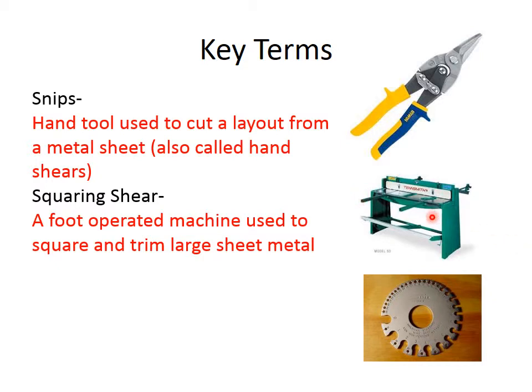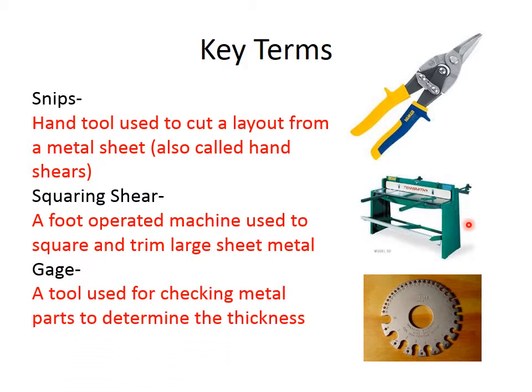After you have your measurement set and your piece of metal on here, you use this thing called a foot stomp, and it's exactly what it sounds like. You take your foot and stomp down on it, and it causes this whole mechanism to go down, which causes the blade to cut your piece of metal, and your piece of metal drops off the back.